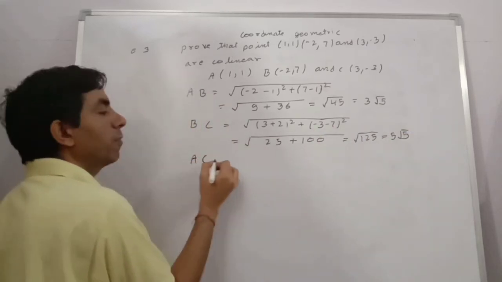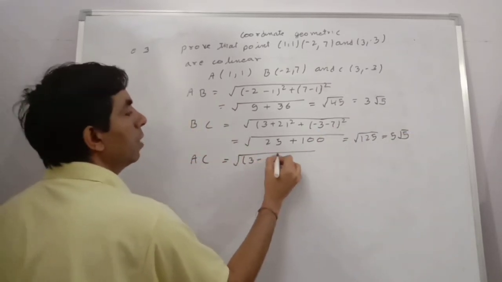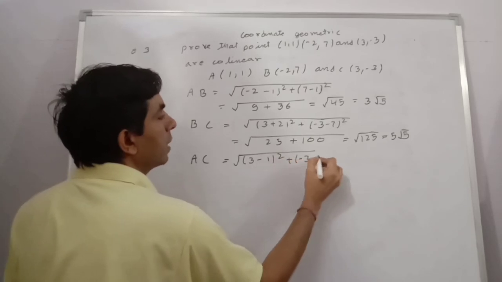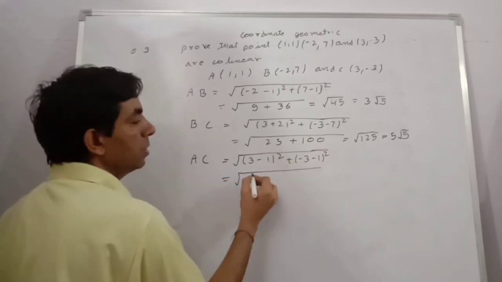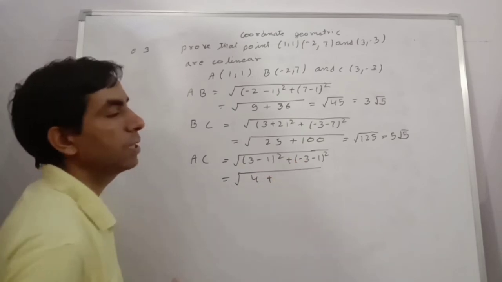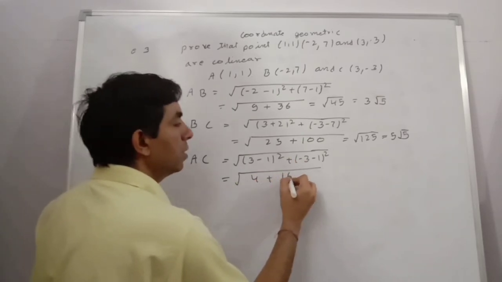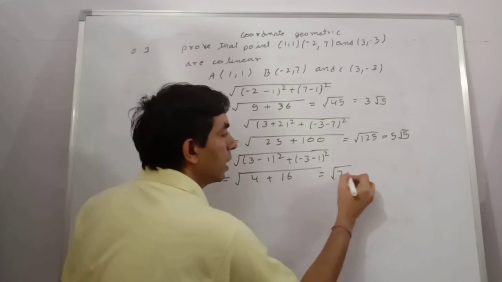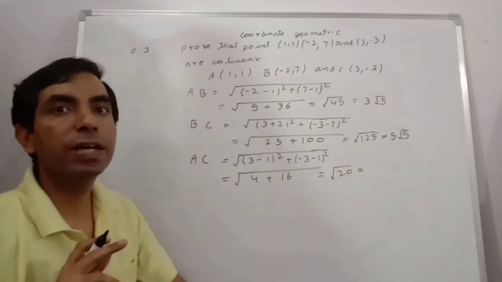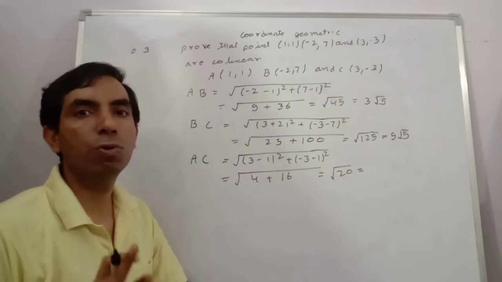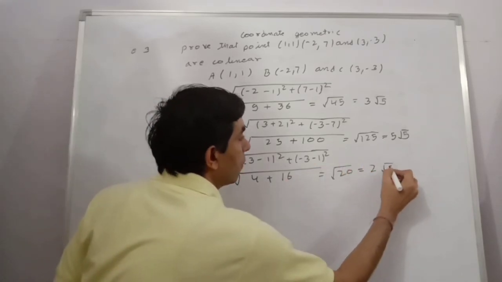Next we find the distance of AC. AC equals root of (3 - 1) whole square plus (-3 - 1) whole square. We know that 3 minus 1 is 2, 2 square is 4, and -3 minus 1 is -4. -4 square is 16. Then we get root 20 and we find the square root of this. By prime factorization we get a pair of 2 but do not get a pair of 5. So write it as 2 root 5.